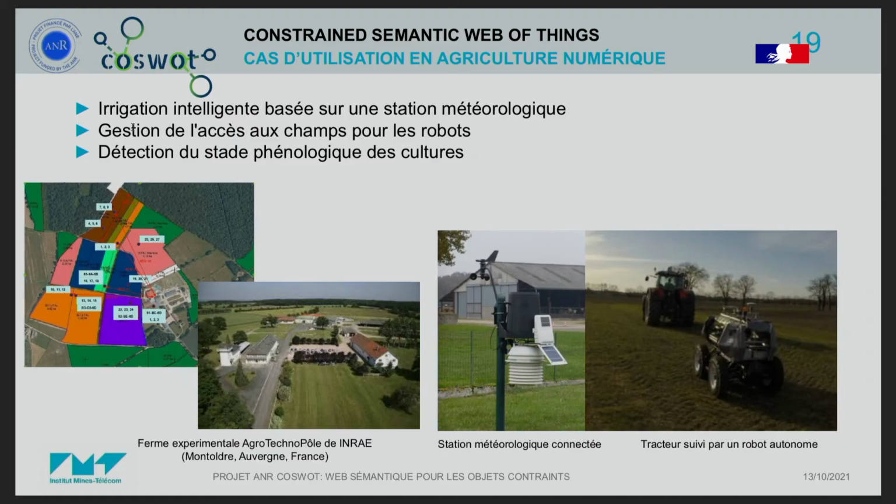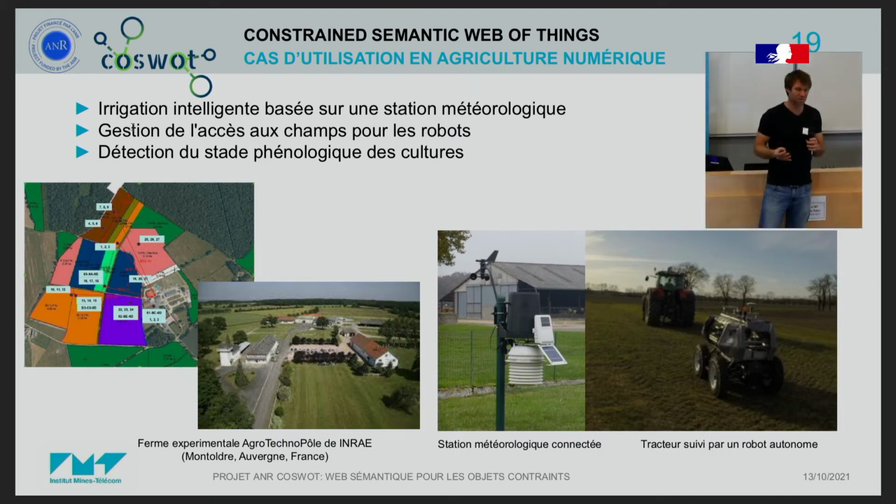In agriculture, we use an experimental farm close to Montoldre, close to Vichy, that is owned by INRAE, and we want to, in an intelligent, optimized manner, water the fields depending on the moisture of the ground, but also depending on the phenologic state of the plants, or depending on what your crops are and what you want to grow.